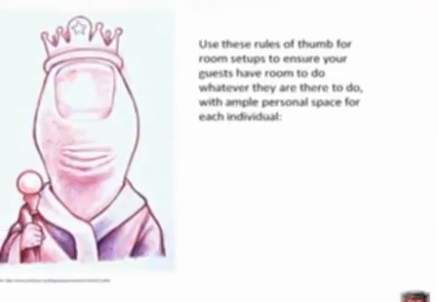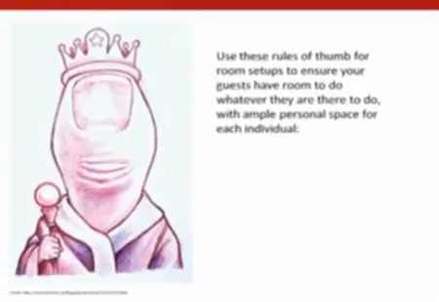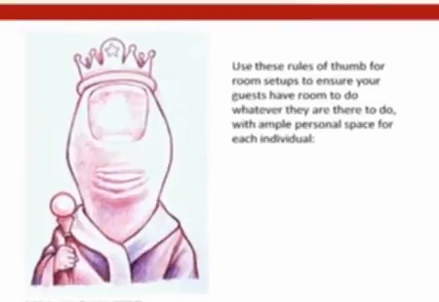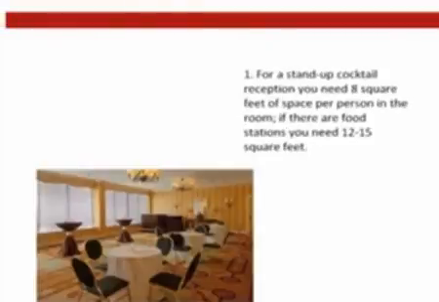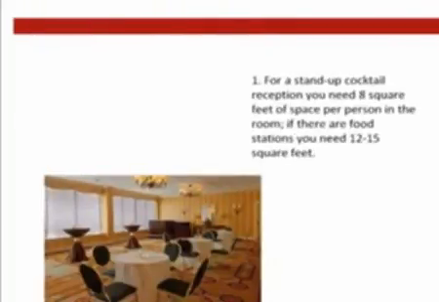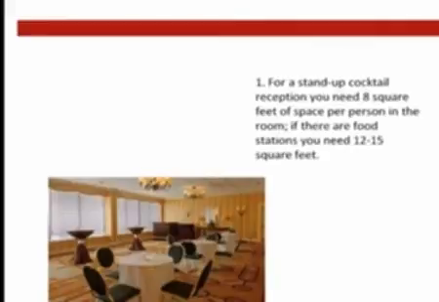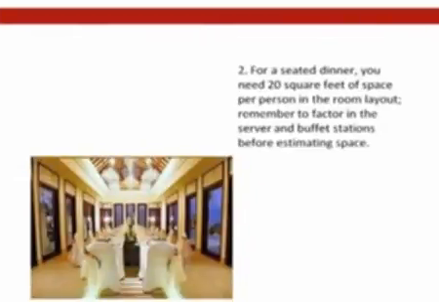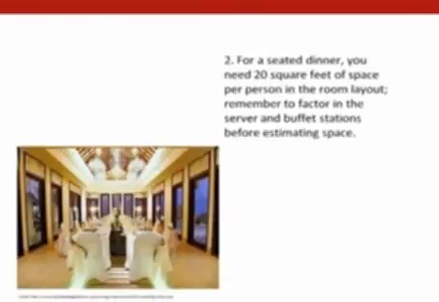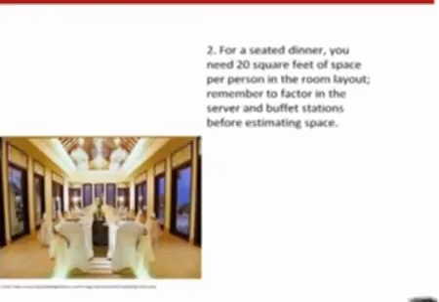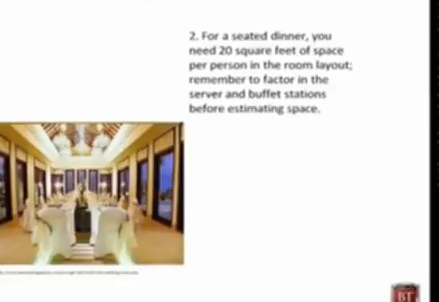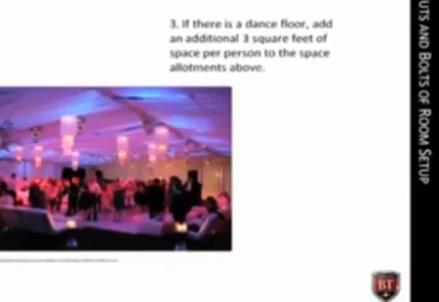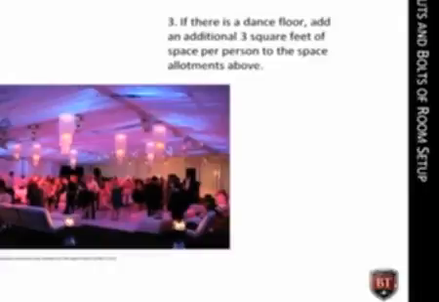The functionality of each space is paramount, but the convenience and comfort of your guests cannot be stressed too much. Use these rules of thumb for room setups to ensure your guests have room to do whatever they are there to do, with ample personal space for each individual. For a stand-up cocktail reception, you need 8 square feet of space per person in the room. If there are food stations, you need 12 to 15 square feet. For a seated dinner, you need 20 square feet of space per person in the room layout. Remember to factor in the server and buffet stations before estimating space. If there is a dance floor, add an additional 3 square feet of space per person to the space allotments above.